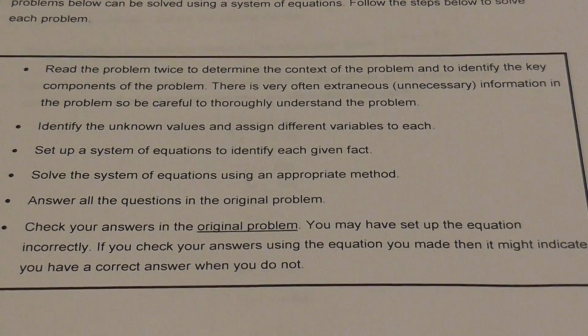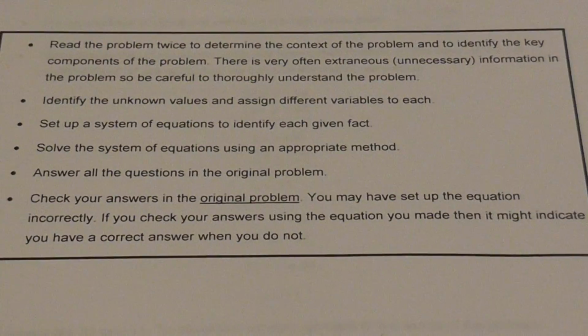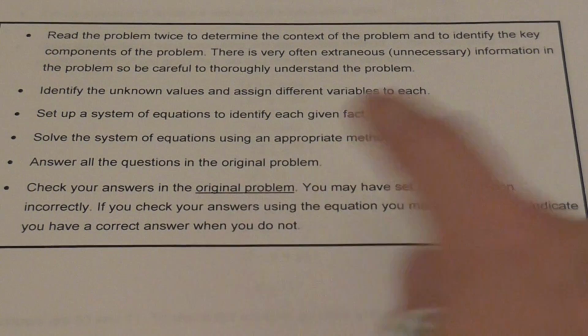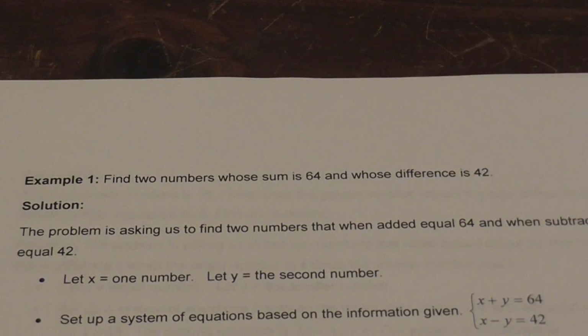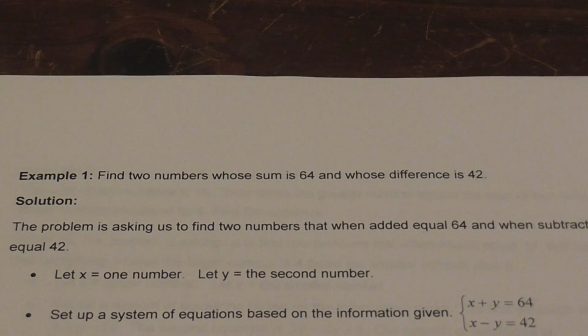You may have set up an equation incorrectly. So if you check your answers using the equation you made, then it might indicate that you have a correct answer when you do not. So we've got to go back to the original problem and try to plug things in to use it. So here's an example. It's just a one-sentence word problem. Find two numbers whose sum is 64 and whose difference is 42.